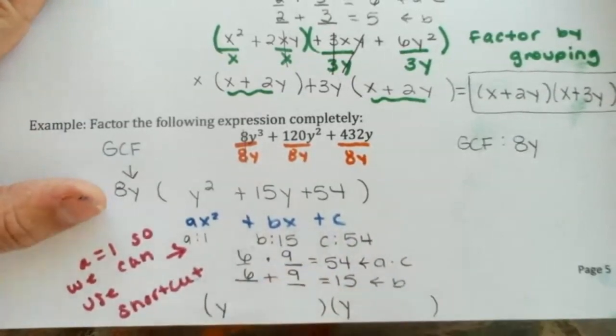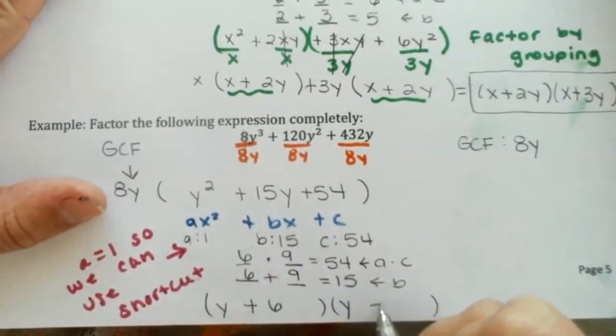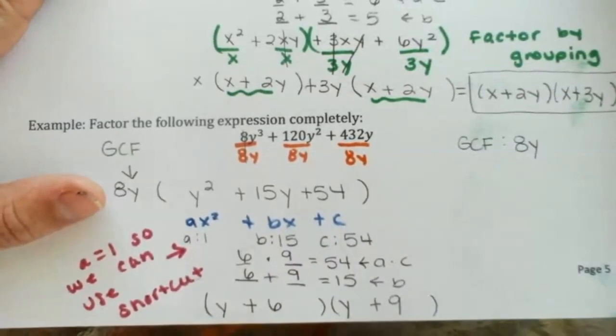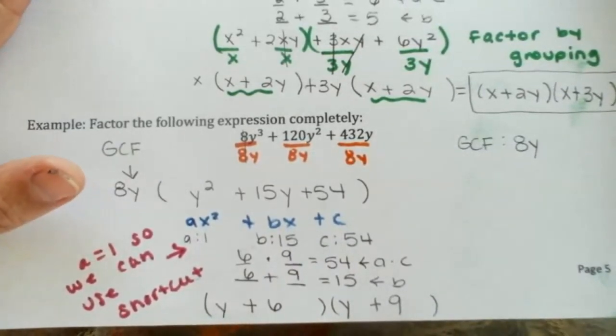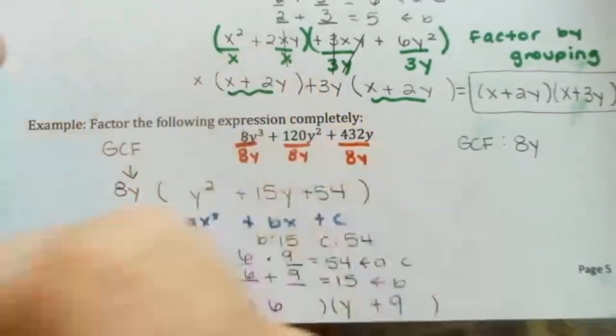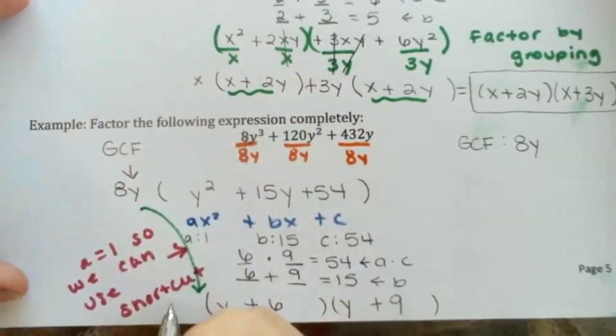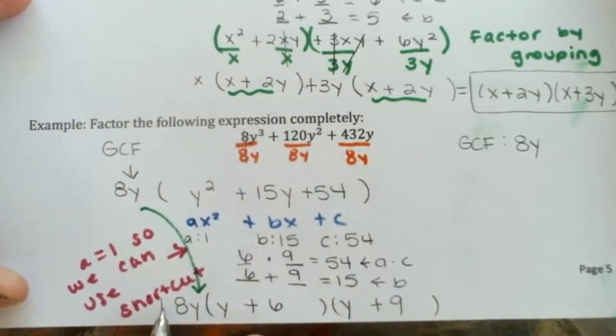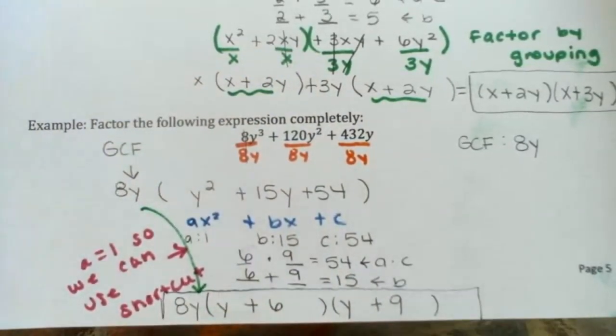So y is our variable, and our blank is positive 6 and positive 9. So y plus 6 is one factor, y plus 9 is our other factor. Don't forget to bring down your GCF of 8y out front, because that was already an answer. So now putting all of our answers together, here's our final answer: 8y times y plus 6 times y plus 9.